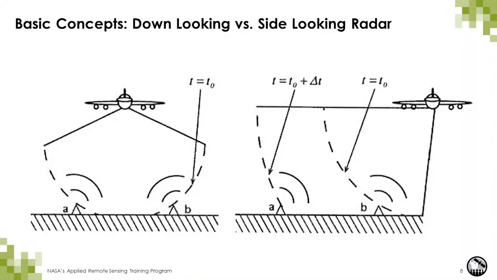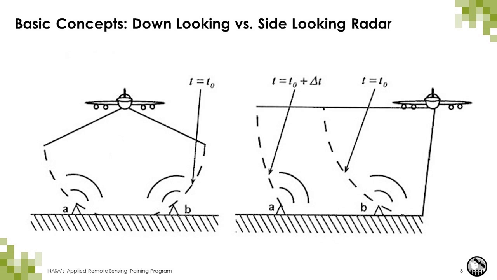Now let's talk about some of the basic concepts of radar. A radar is essentially a ranging or distance measuring device. There are two categories of radars. There's imaging radar and there's non-imaging radar. So for example, an altimeter is a non-imaging radar.